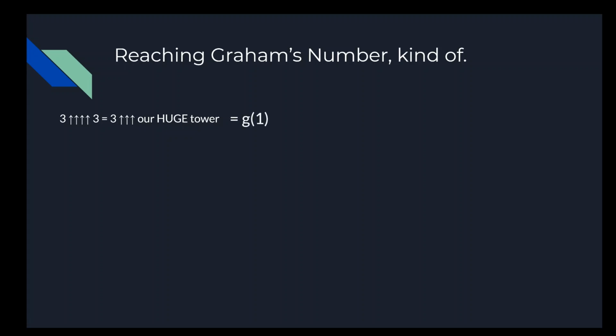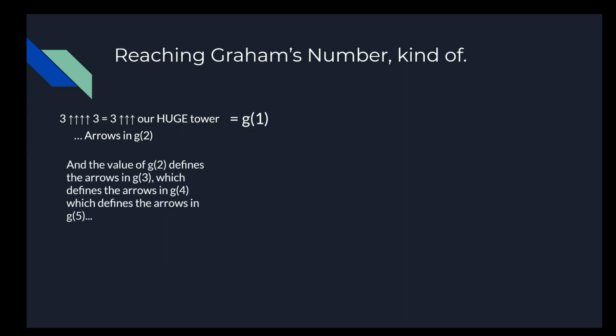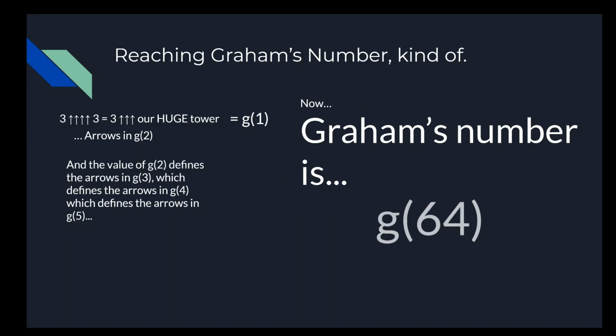Now, Graham's number is not G1. Graham's number is actually G64. So we need to figure out how to get to G2 first. G2 is a number with a 3, then following the 3 are G1 number of arrows, and then another 3. So keep in mind, G1 is massive. There's no real good way to explain it in the real world. And that's the number of arrows we're putting in G2. And we can continue this for the function. The value of G2 defines the arrows in G3, which defines the arrows in G4, which defines the arrows in G5, so on and so forth until we get to Graham's number, which is G64.